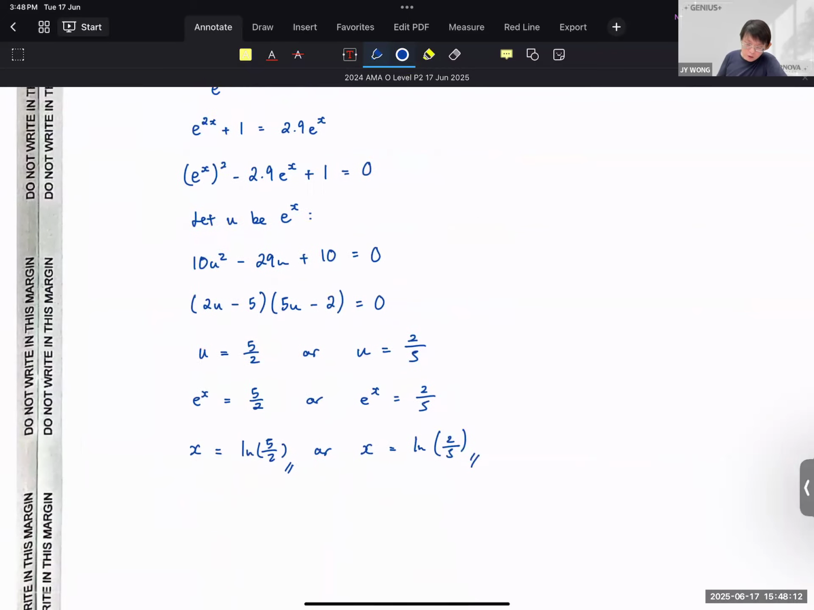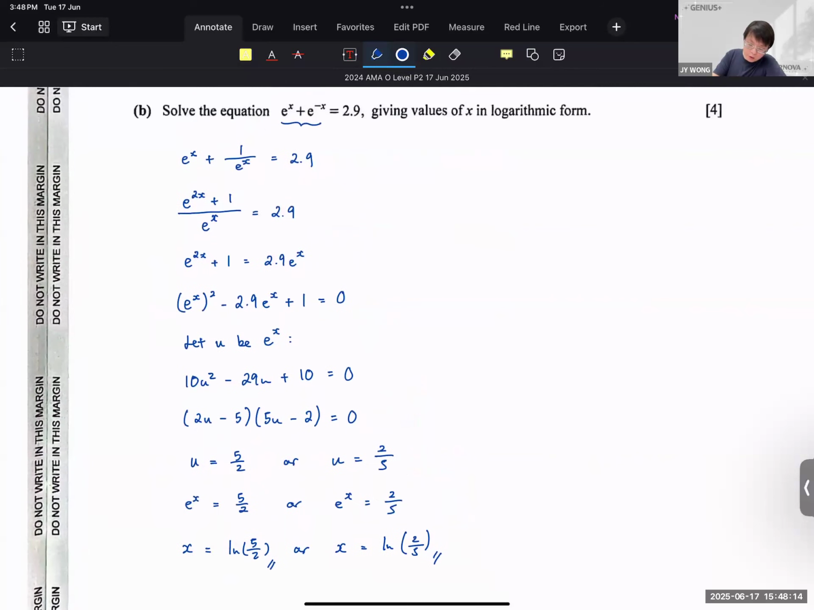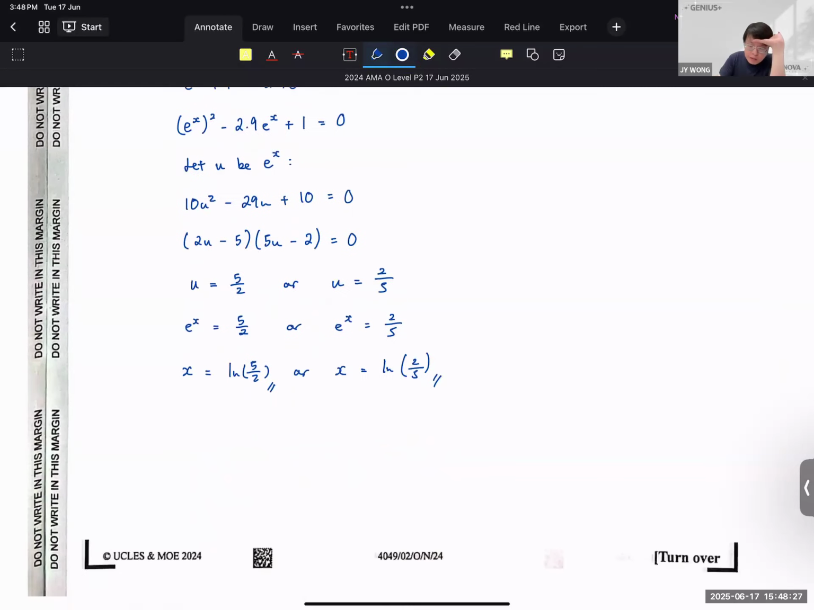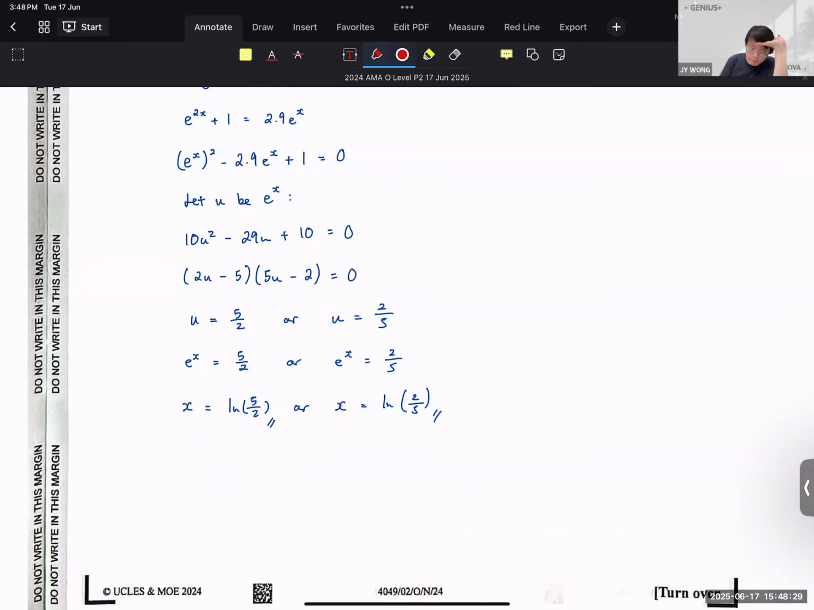The question tells you values of x, so that would mean that you don't actually have to go and check whether any of the solutions need to be rejected, because the question really tells you there is more than one solution. You want to simplify it, you can. I will accept the answer in this form.